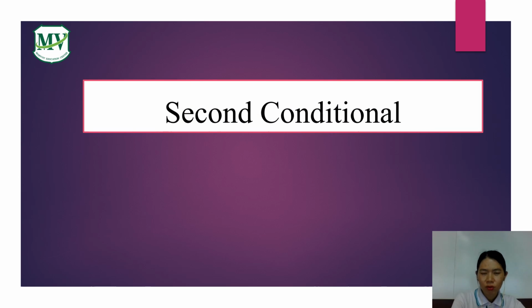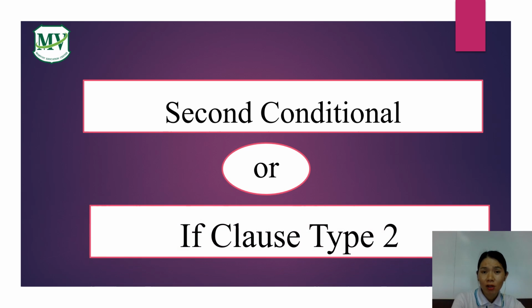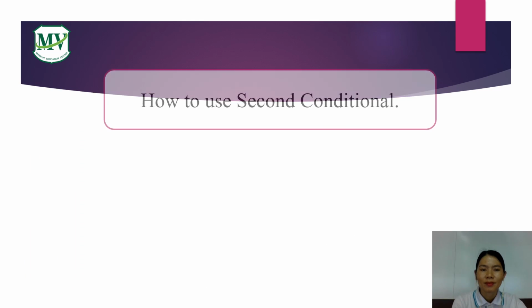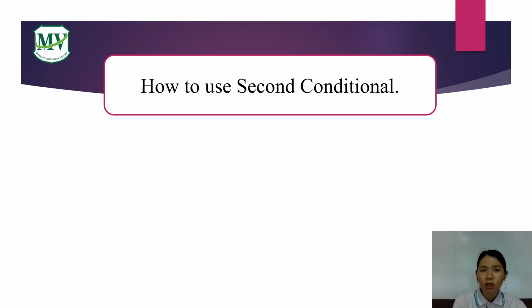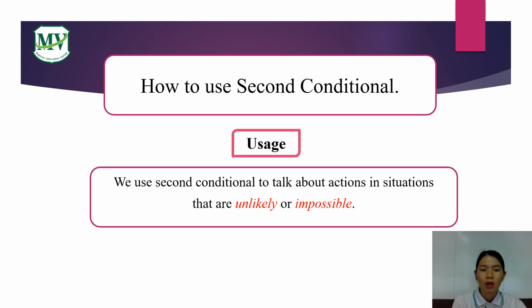Second Conditional, or sometimes we call it if clause type 2. It is the same. How to use second conditional? The usage: we use second conditional to talk about actions in situations that are unlikely or impossible.